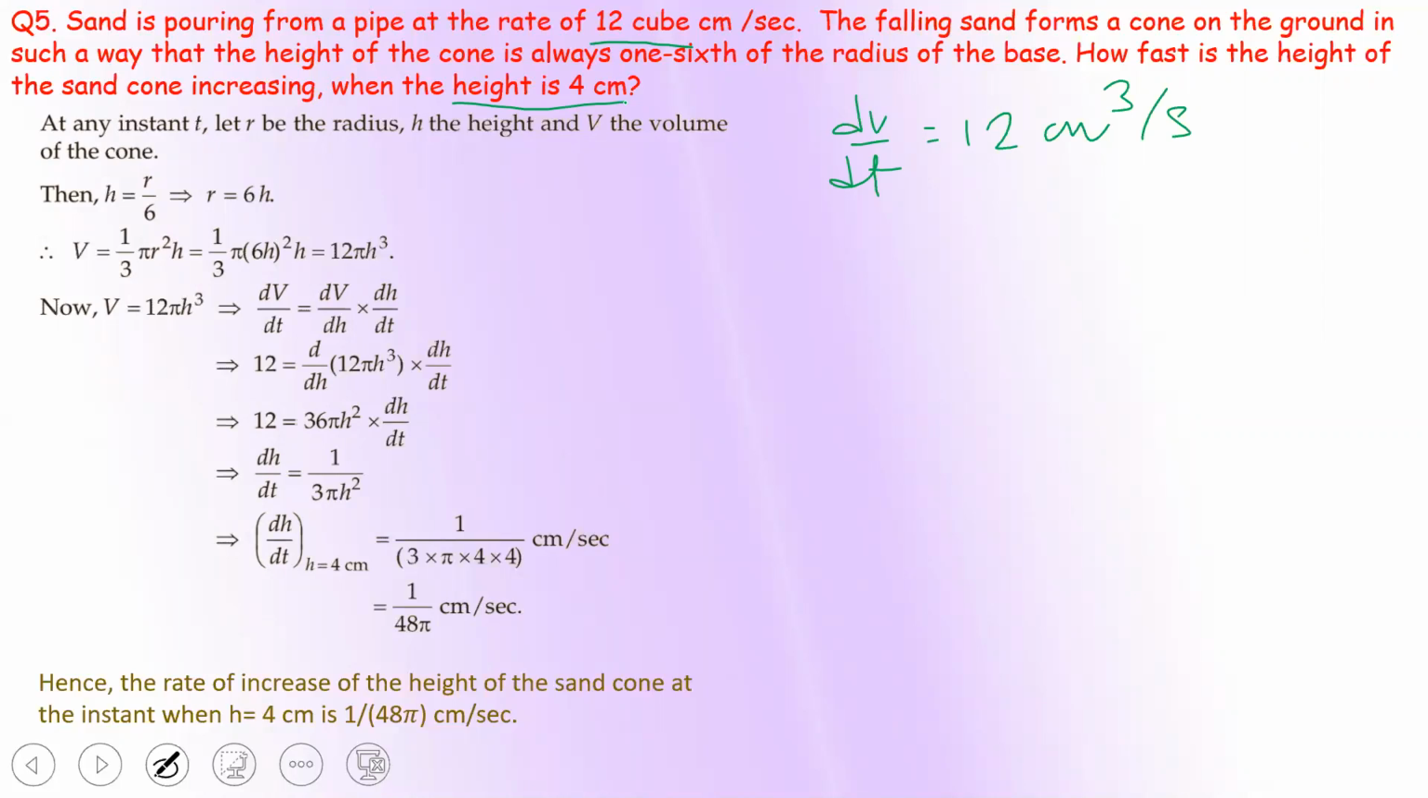And here also this sand is forming a cone. So V is 1/3 pi r square h. The relation is given between r and h, that is the height of the cone is always 1/6 of the radius of the base. That means h is equal to r upon 6. Here is the solution, r is 6h. So put the value here.